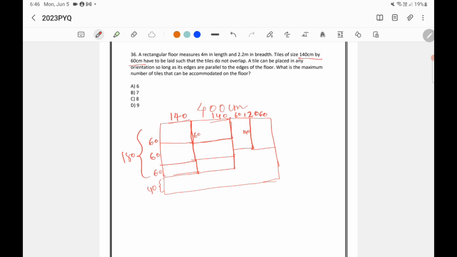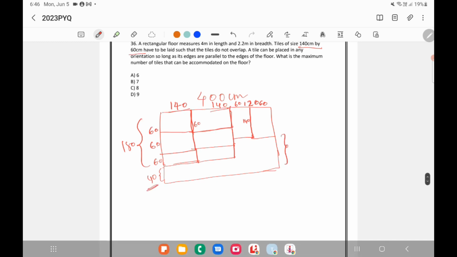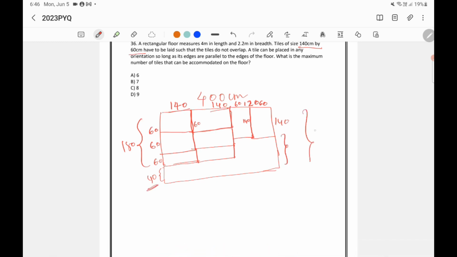Now what is the balance? Here balance is 40. Here, this is 140. Total was 220. So 220 minus 140 is 80. So this is 80. So in 80, I cannot place any other tile, right? Because this is only 120. I cannot place a tile like this 60 and 140 because that is 140, then overlapping will come. So here there is only 120, here there is only 80. So I cannot place any more tiles. So total tiles I can place is 1, 2, 3, 4, 5, 6, 7 and 8. So 8 tiles I can place without overlapping. Okay.